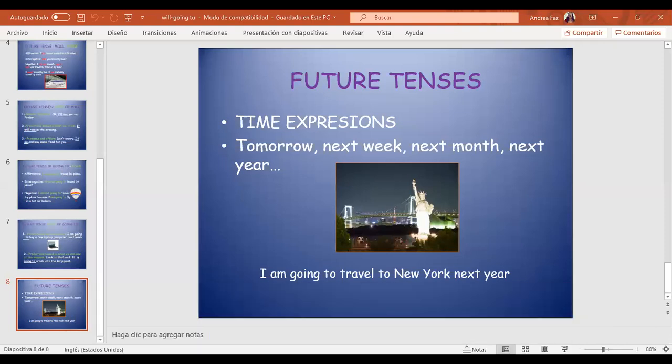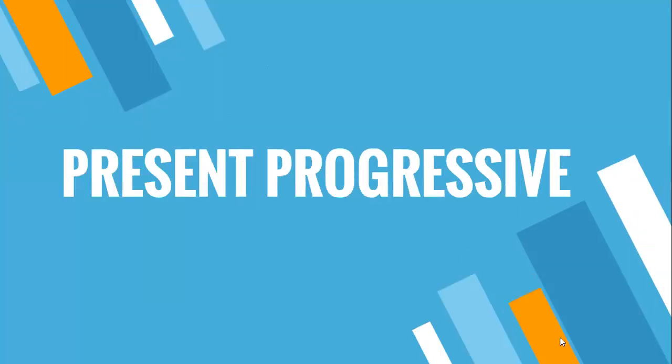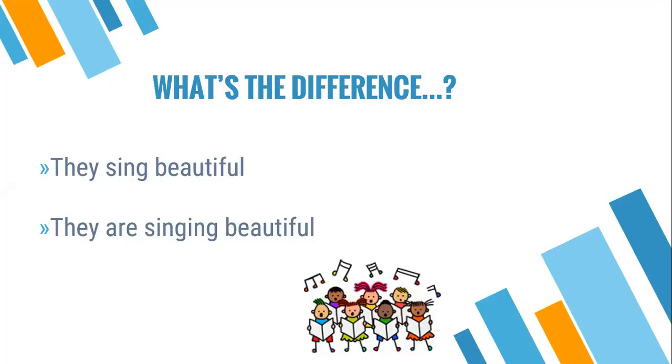And now I'm going to show you another presentation about the uses of present progressive. I don't know if you guys remember the present progressive. The present progressive is the ing form, present continuous. Exactly. It says, what's the difference? They sing beautiful, they are singing beautiful.